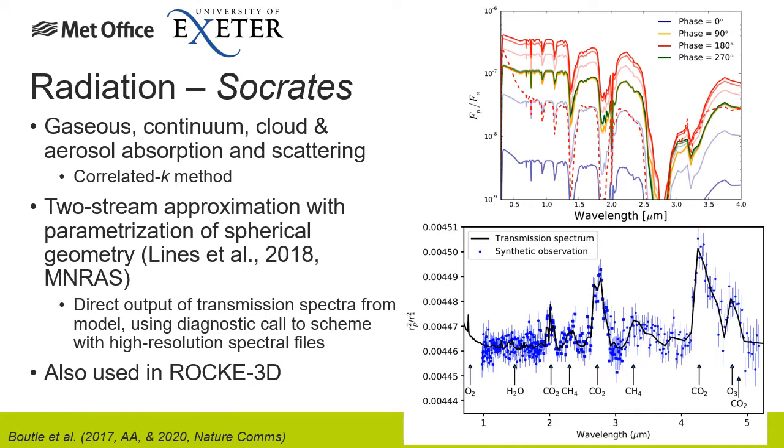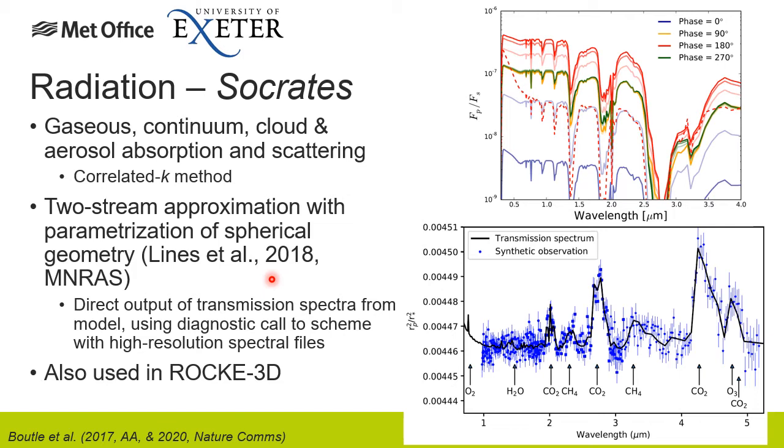So the next thing to talk about is radiation. The scheme is called Socrates, and this represents the gaseous continuum, cloud, and aerosol absorption and scattering using a correlated-k method. The scheme uses a two-stream approximation within each grid box, so you have an upwelling and a downwelling beam, but there is actually a parameterization of spherical geometry detailed in Stefan's paper. And what this means is we can actually directly output transmission spectra from the model.